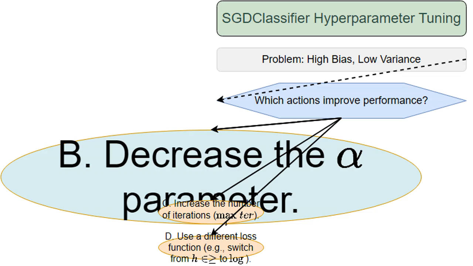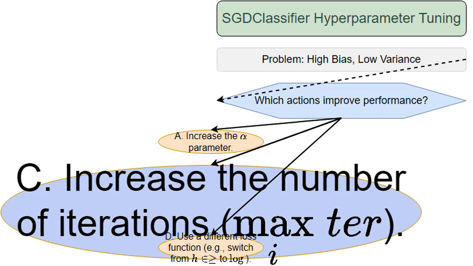The alpha parameter controls how much we penalize complex models, regularization. Lowering alpha reduces this penalty, thus letting the model become more complex, potentially reducing the bias. Think of it as giving the model more freedom to learn. The model uses stochastic gradient descent, SGD, to learn. max_iter sets the number of learning steps. Increasing it gives SGD more chances to find a better solution, potentially reducing bias. It's like giving the model more time to practice.